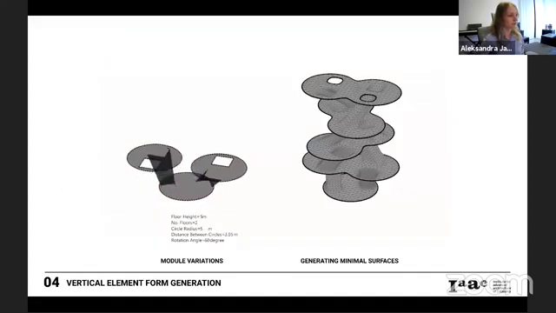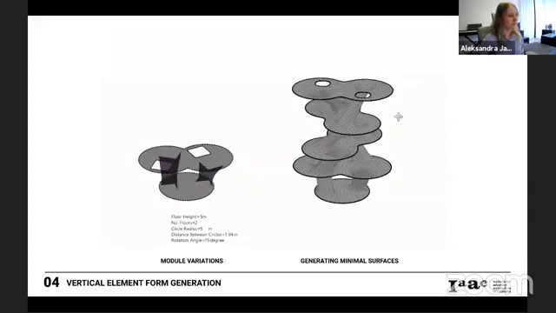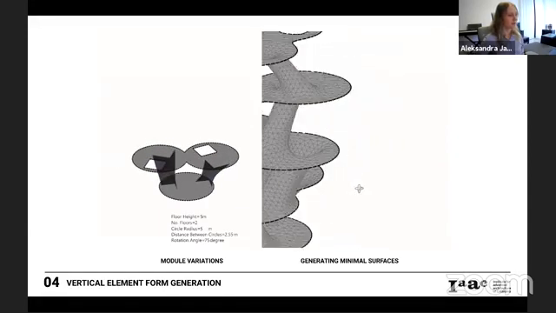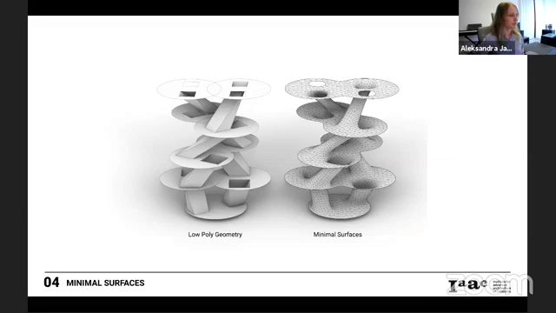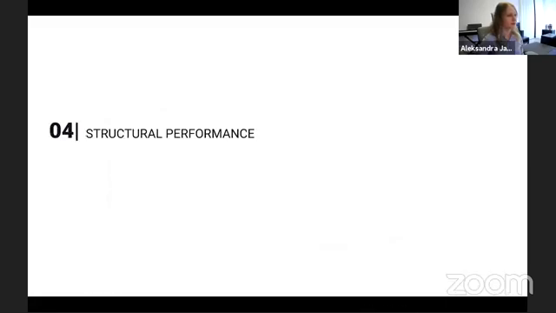Then we introduce minimal surfaces in Kangaroo using soap bubble, so our geometry will be based on minimal surfaces. You can see the comparison between the low poly geometry and the minimal surfaces mesh, and the remeshed mesh. And we look at our structural performance in Karamba.